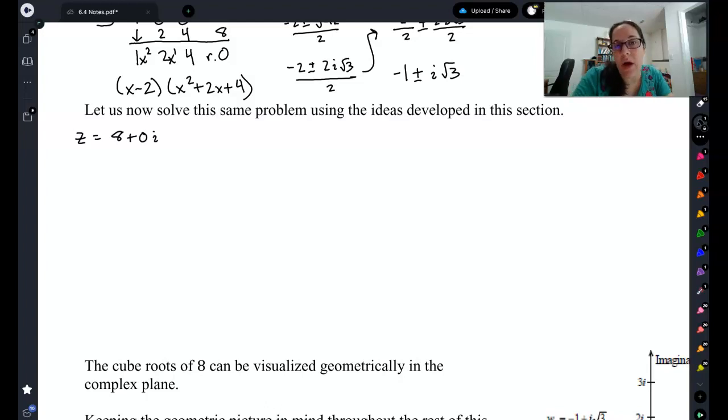So there's my complex number, 8 plus 0i. I want to find the cube roots of that. So first thing I want you to do is find the modulus and the argument and write this in polar form. Modulus, cis, argument. Pause the video, just try that part, and then come back to check your work.